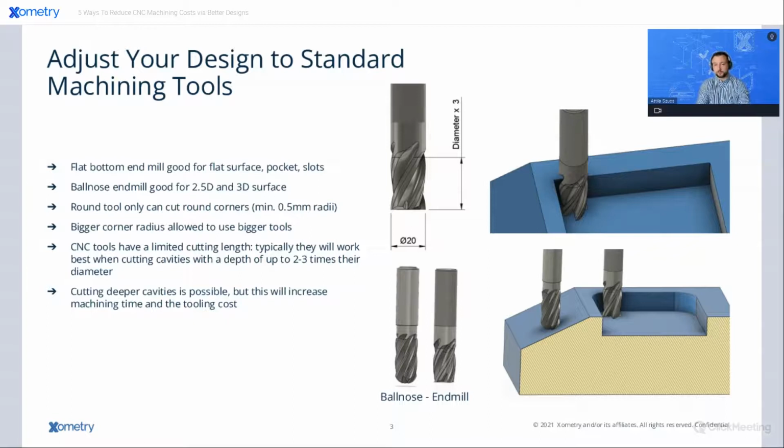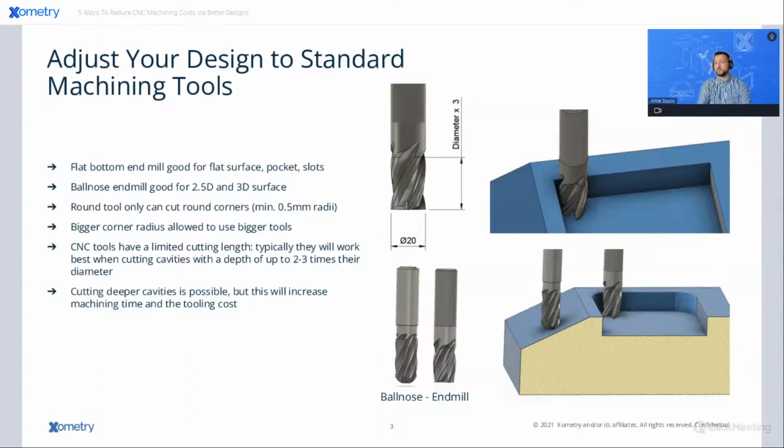So what we're saying is that a round tool can only cut round corners, and the minimum is at least a 0.5 millimeter radius. A 0.5 millimeter radius means a 1 millimeter diameter tool, which is a really small tool. It's still doable, but it's time consuming. So try to increase your corner radius as much as possible.